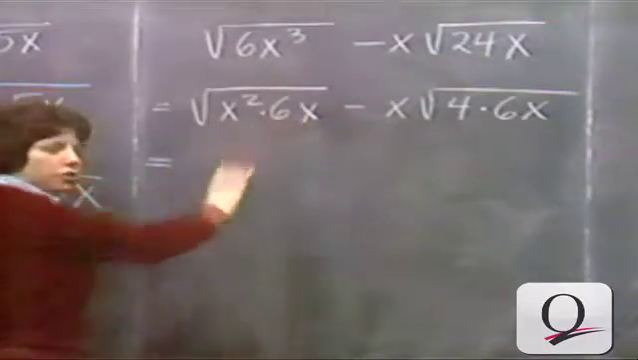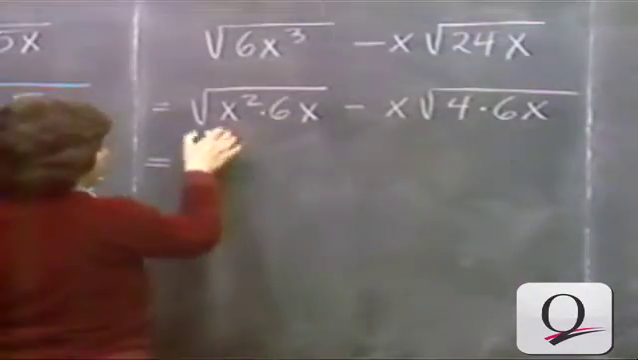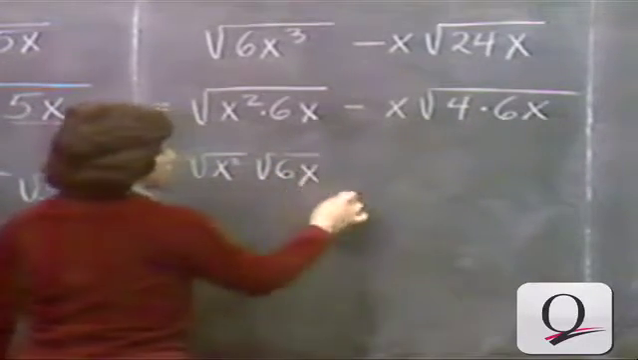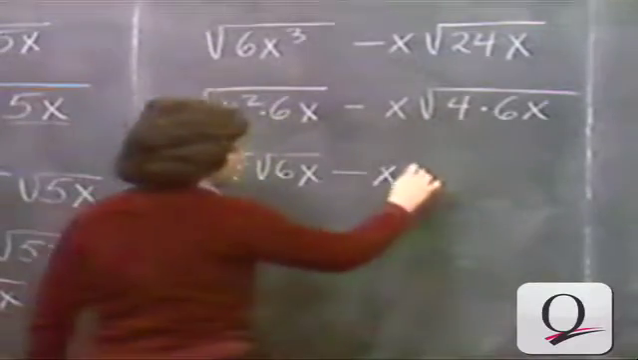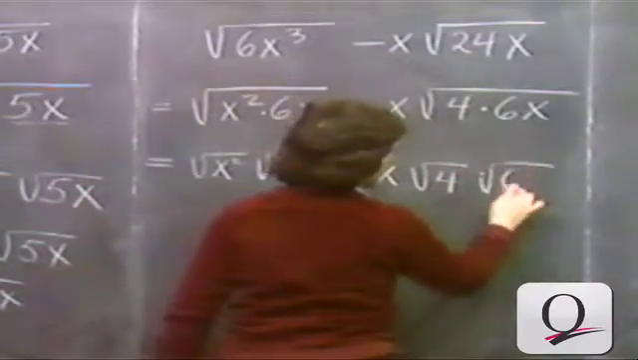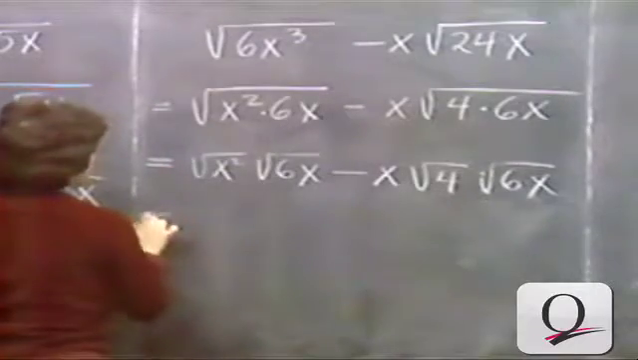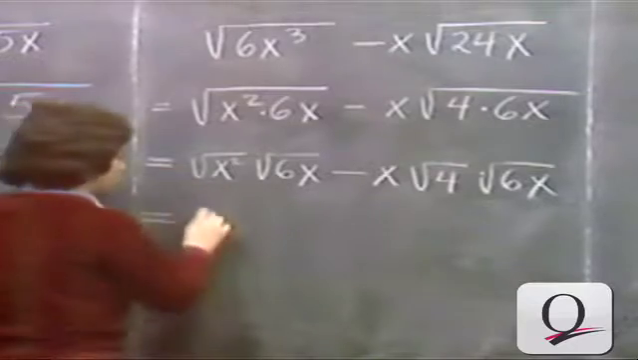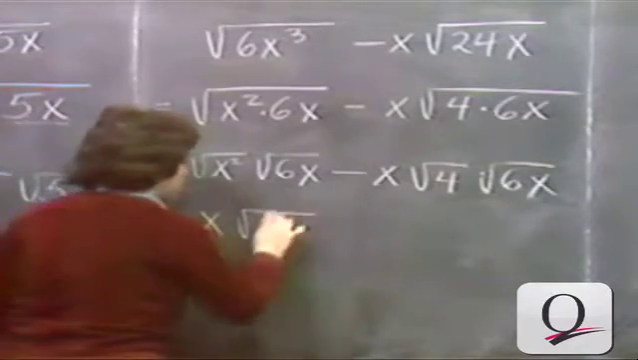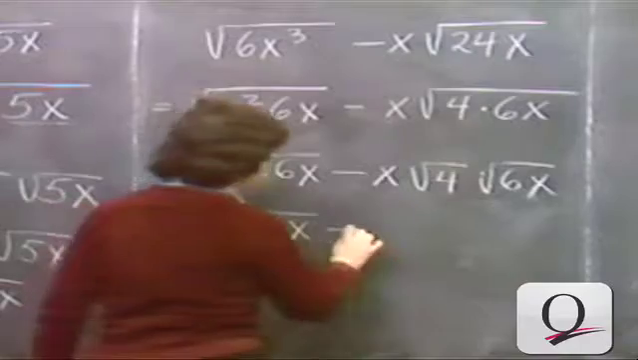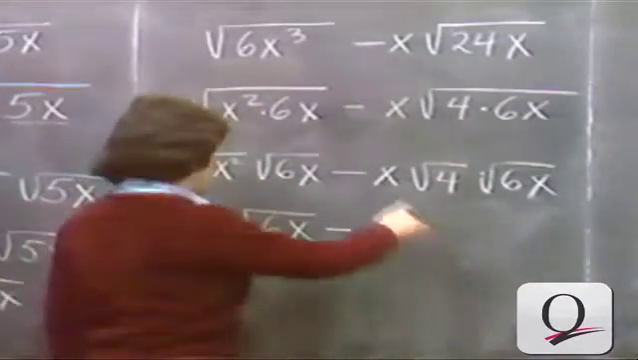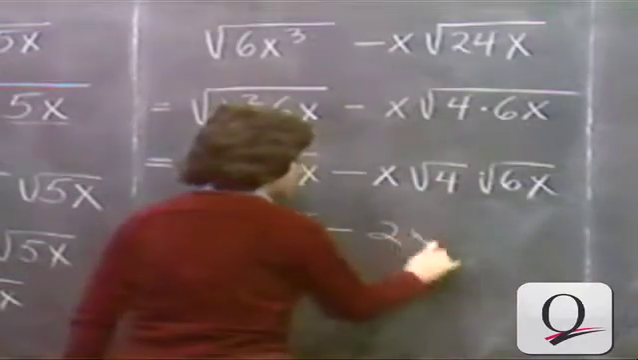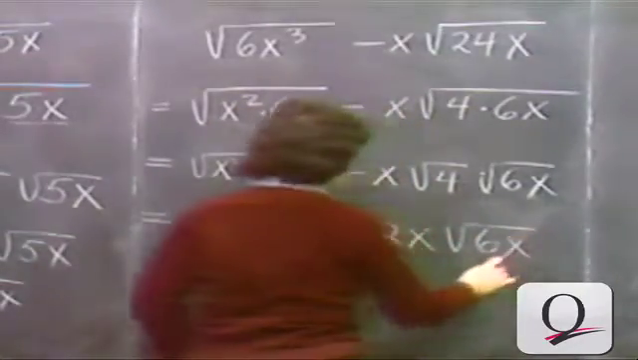The square root of a product is the product of the square roots of the factors. So we'll write this as the square root of x squared times the square root of 6x. And similarly here, we will write this as the square root of 4 times the square root of 6x. Now the square root of x squared, x is a positive number. The square root of x squared is just x times the square root of 6x here minus, now, the square root of 4 is 2. We have x times 2, or 2x, the square root of 6x.